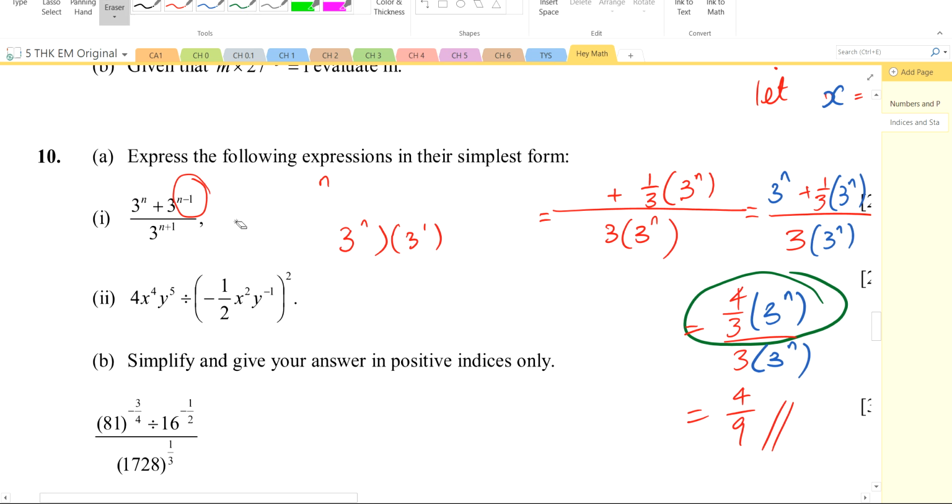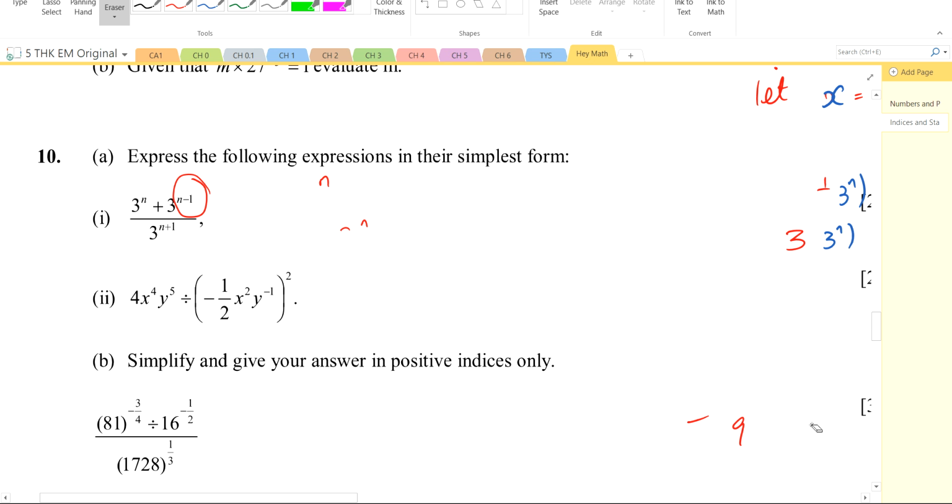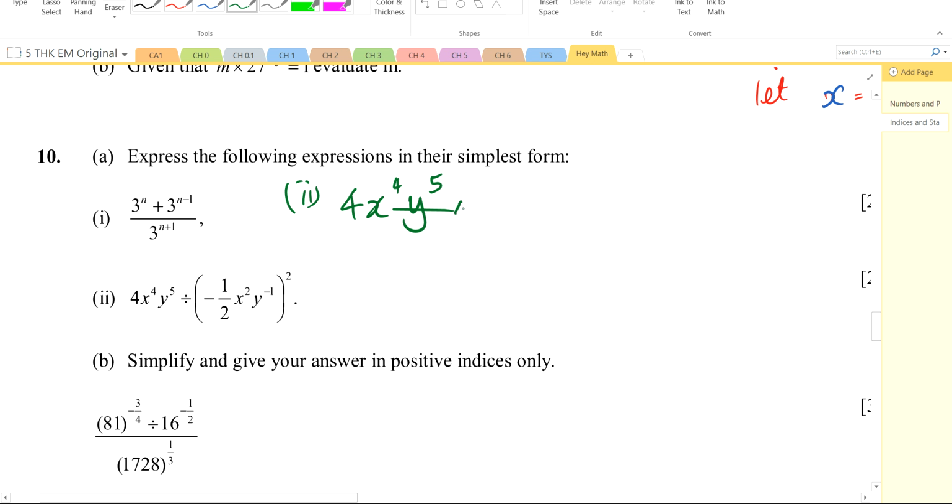Part 2. All these are recorded, so don't be too bothered about copying before I erase or move on. 10 part 2: 4x to the power 4, y to the power 5. Since there's a divide, I'm going to just change it to multiply with a negative power. So negative half, x to the power of 2, y to the power of negative 1, with a negative 2 over here, because I prefer to multiply than to divide.